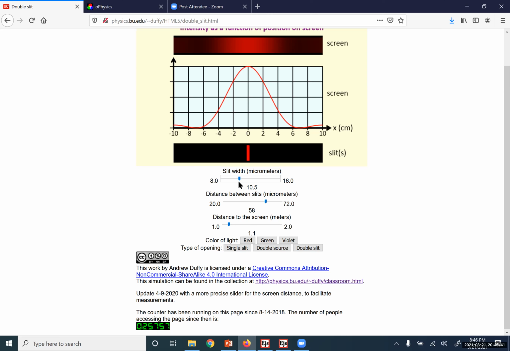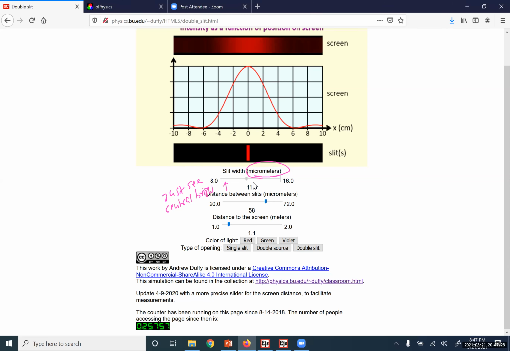So for example, in this case, say I'm changing the slit width. You see my slit width is in this range, in the micrometer range, here. Okay, so you just see the central peak. We just see the central bright. If I change that, what will happen?